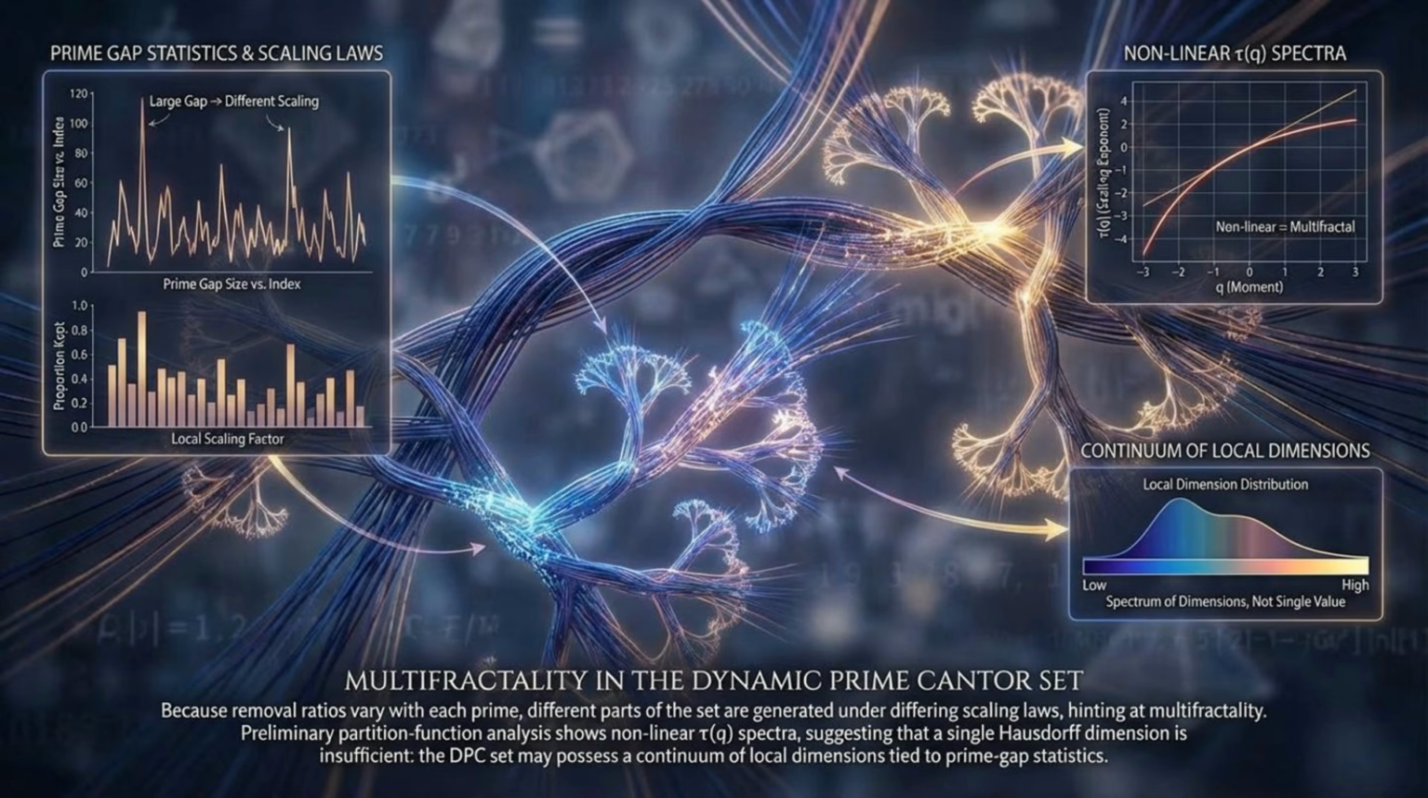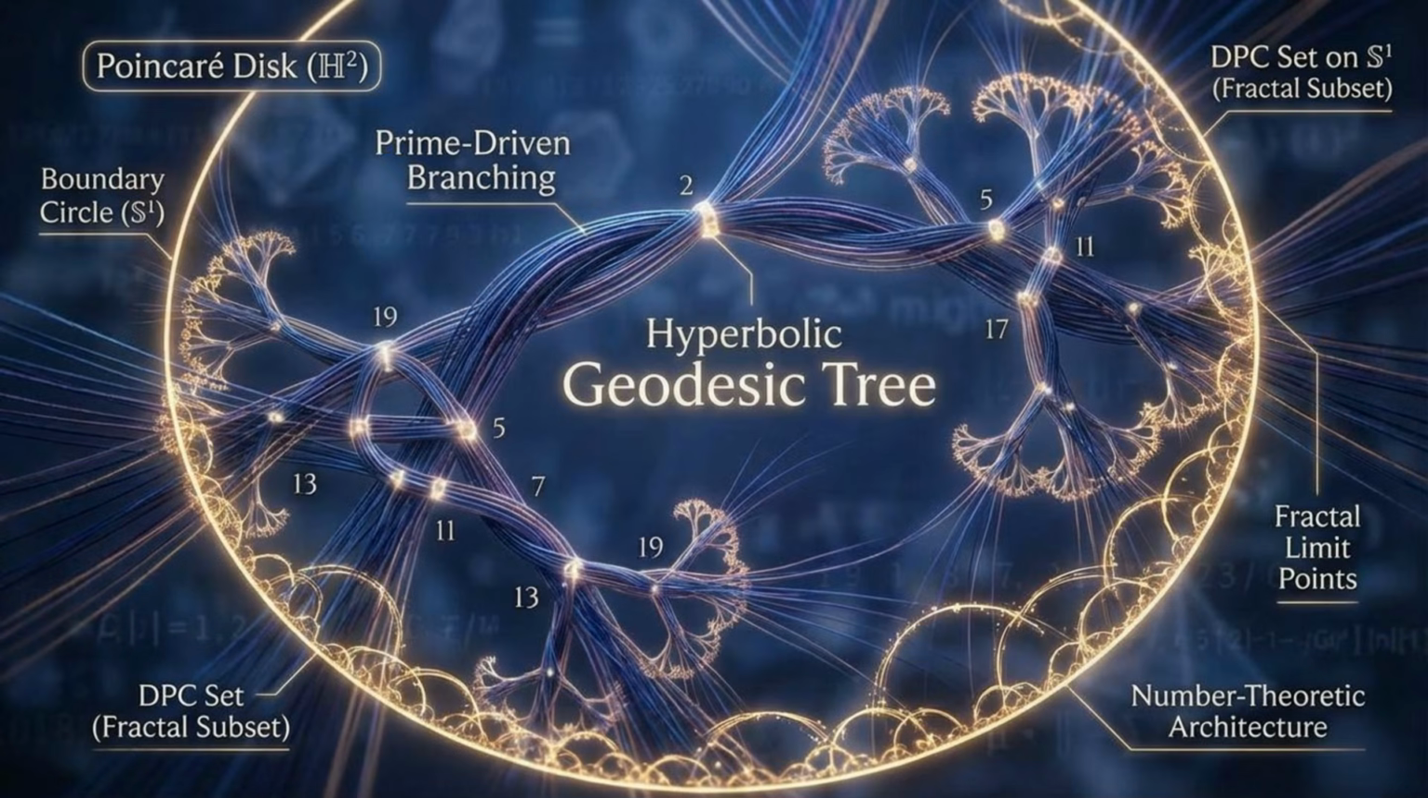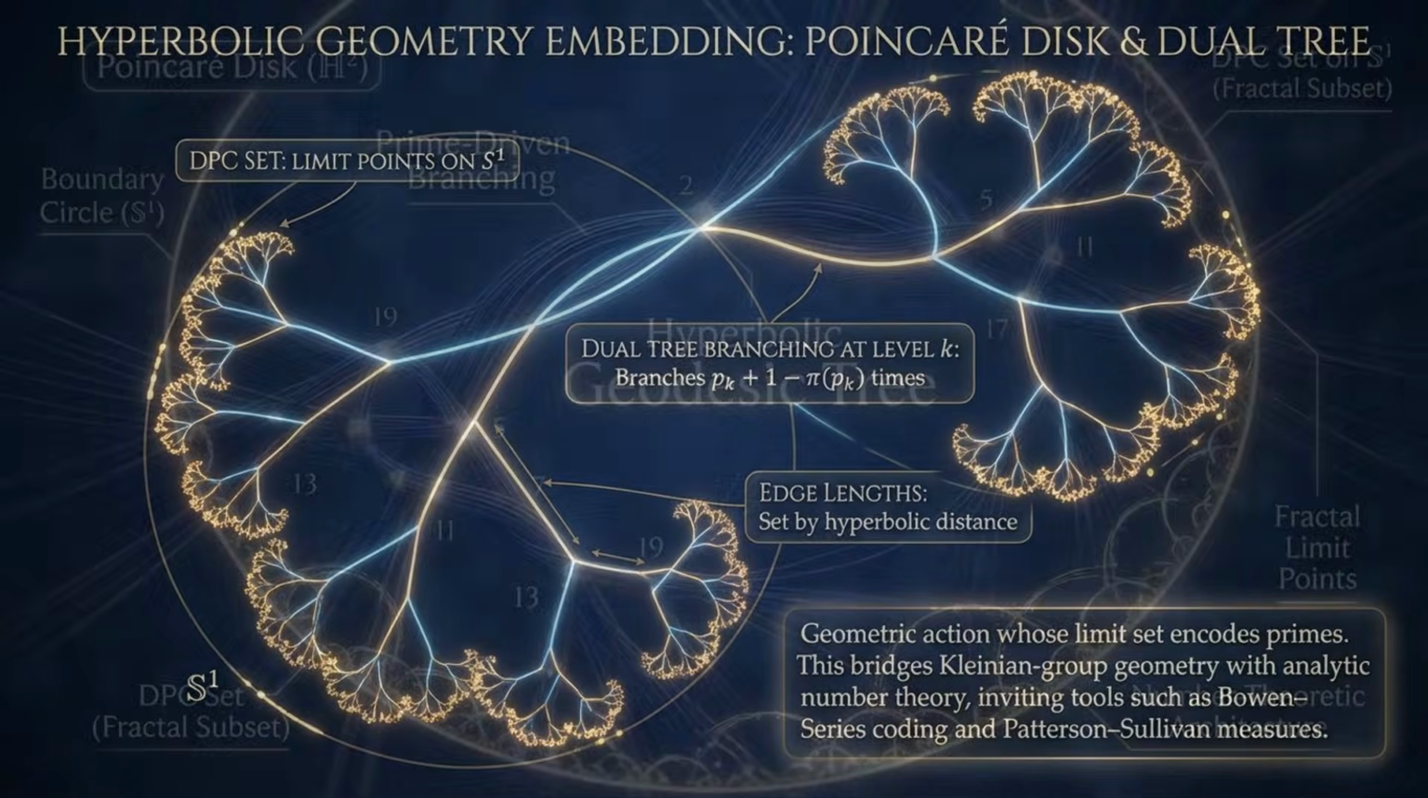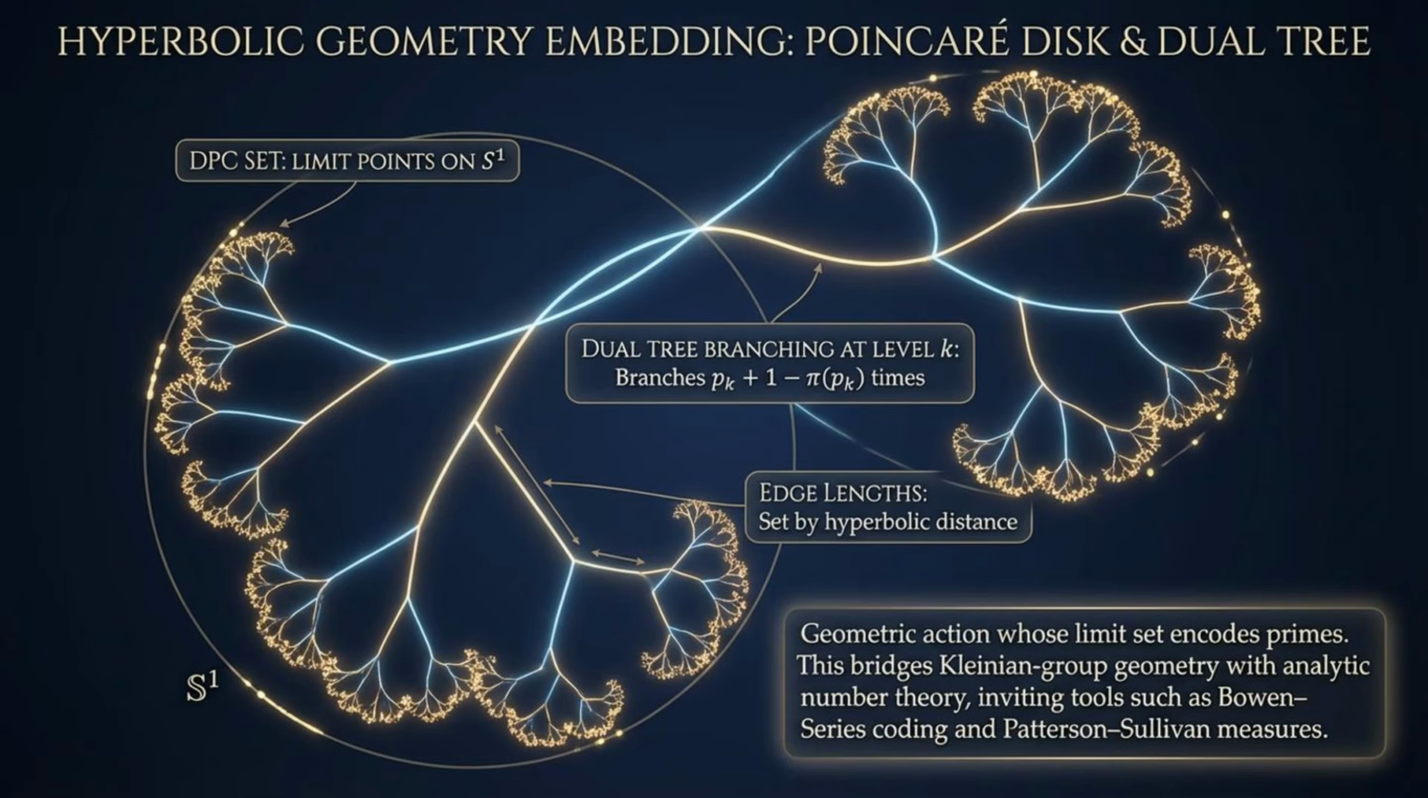Preliminary analysis hints at a continuum of local dimensions, suggesting a single Hausdorff dimension is insufficient to fully describe its structure. The set can be embedded as a hyperbolic geodesic tree in the Poincaré disk, highlighting a deep, prime-driven branching architecture on the boundary circle, $S^1$. Embedding in hyperbolic geometry, specifically the Poincaré disk and its dual tree, bridges Kleinian group geometry with analytic number theory, encoding primes within its limit set.